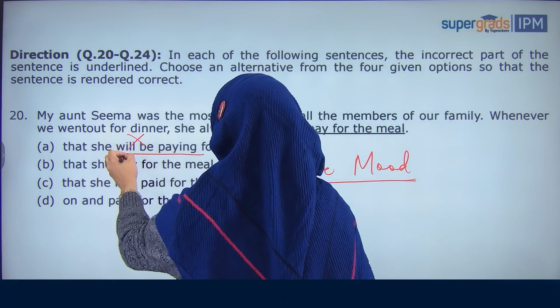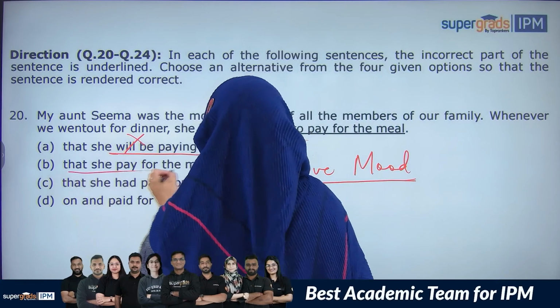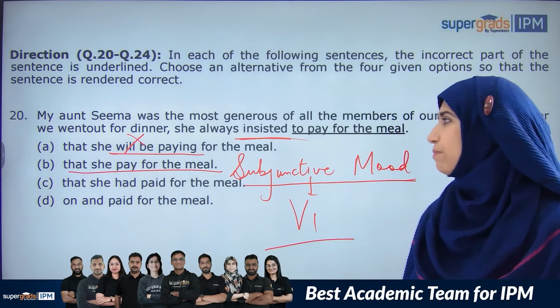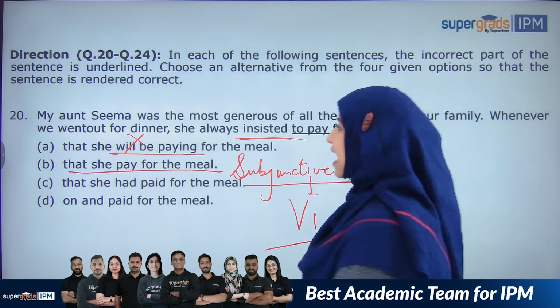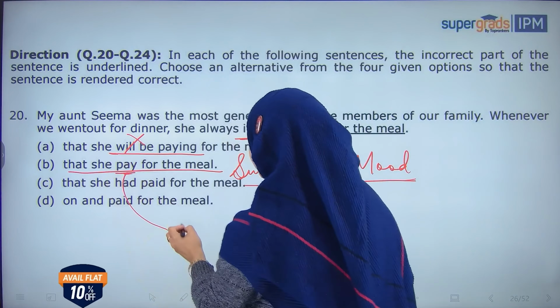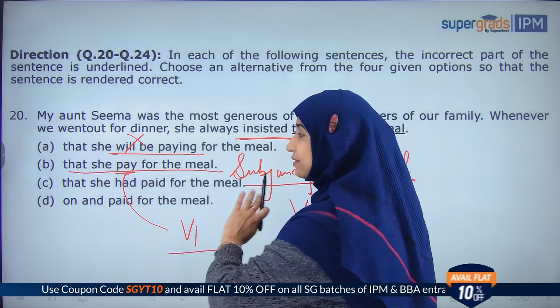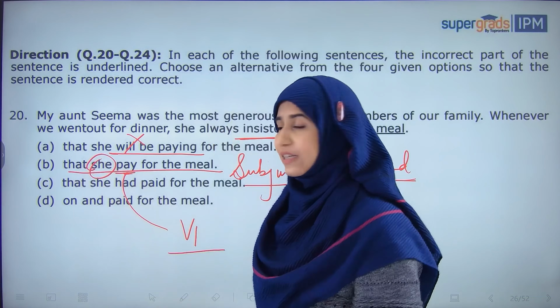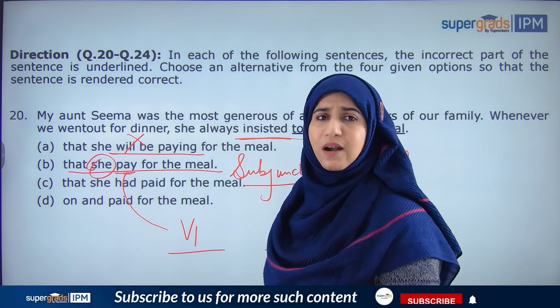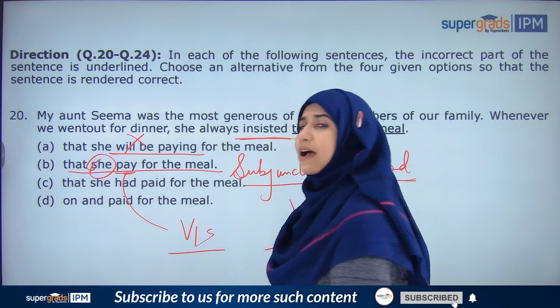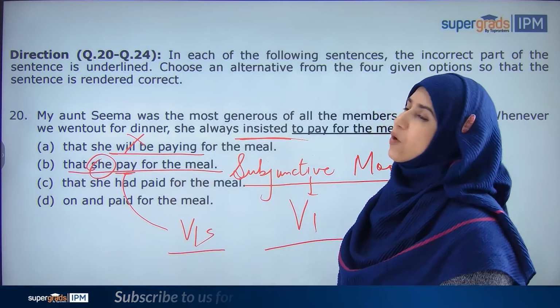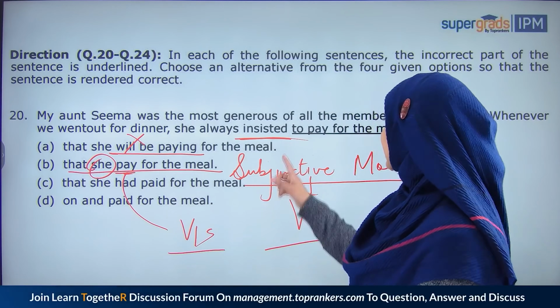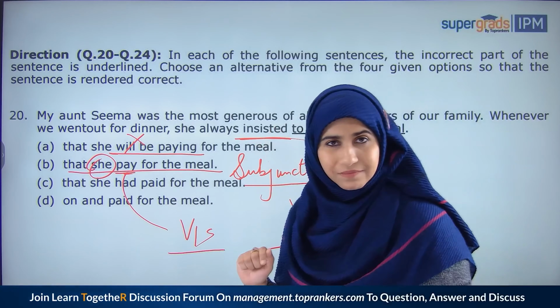No, you don't need any future tense. That she pay for the meal is just so perfect. That she pay. We use the first form of the verb without any s. Though she is singular, so with it the common understanding of subject-verb agreement would be that we add s after the verb in general. But no, we are not doing that here. Why? Because insist is the word, right?